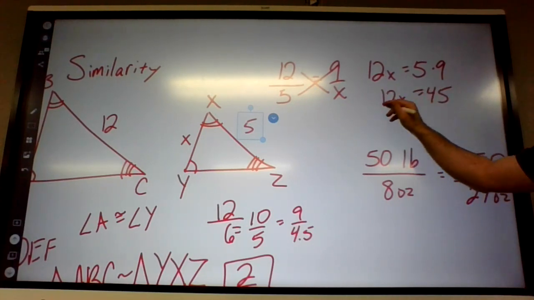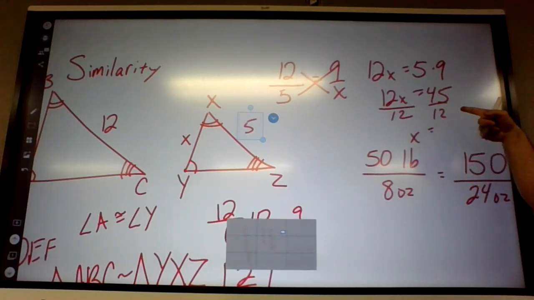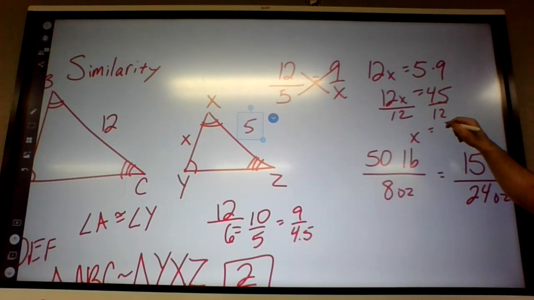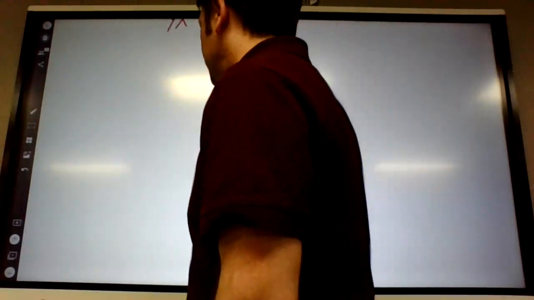To solve for x, we would divide by 12. It's kind of a messy one. That'd be 36 over 12, and if we divided those by 3, it would be 15/4, like 3 3/4 or something. Anyways, alright, let's get going here.